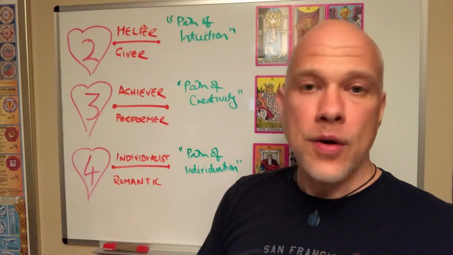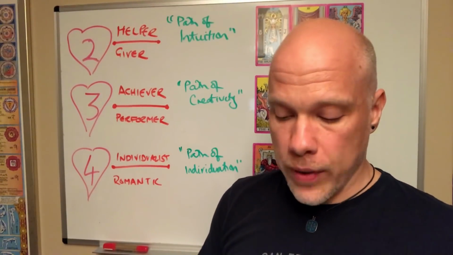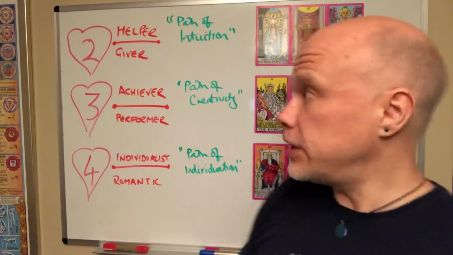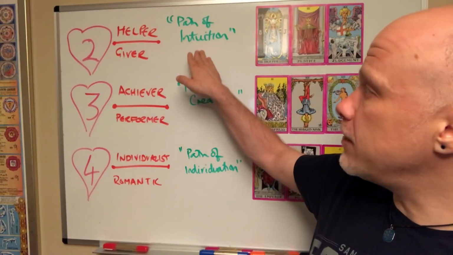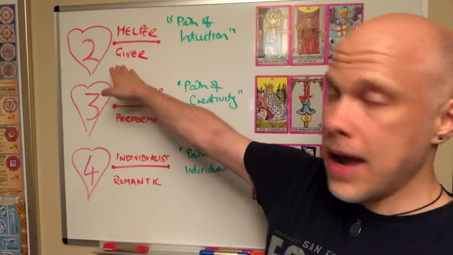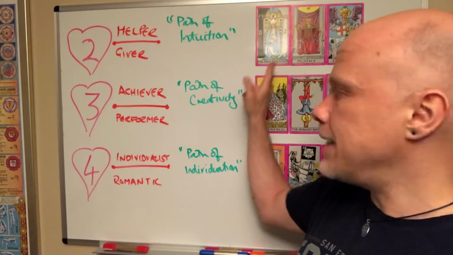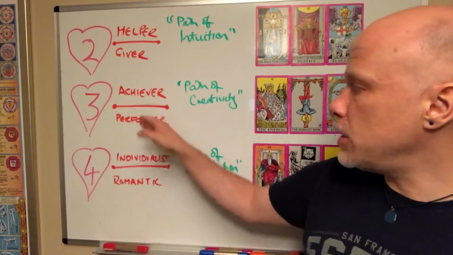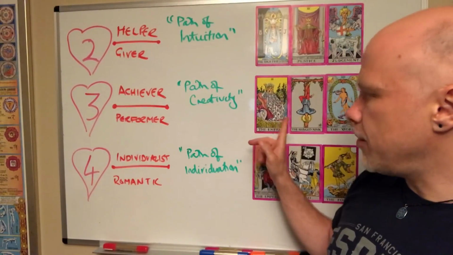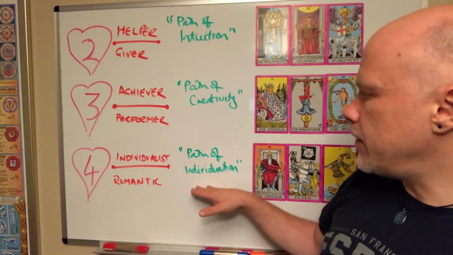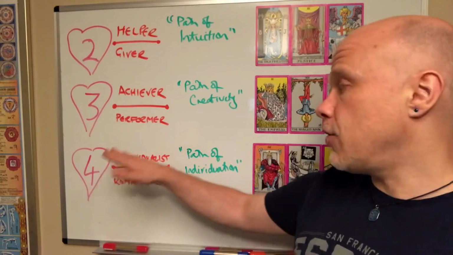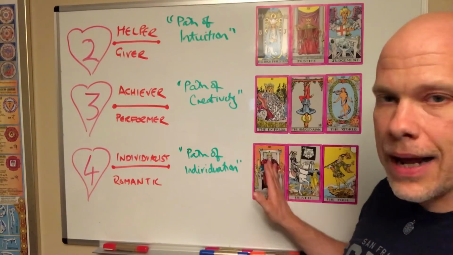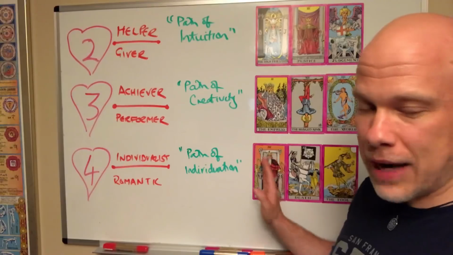So I'm not going to go into a great deal of detail here, but I think what I will do is I'll read you some of what she says about each of what she calls the paths. So number 2 is the path of intuition, and it relates to number 2 on the Enneagram and also to the constellation of the High Priestess. Number 3 is the path of creativity, relating to 3 on the Enneagram, achiever, performer, and the path of the Empress. And number 4 is path of individuation, relating to number 4 on the Enneagram, individualistic, romantic, and path of the Emperor in terms of Tarot constellations.